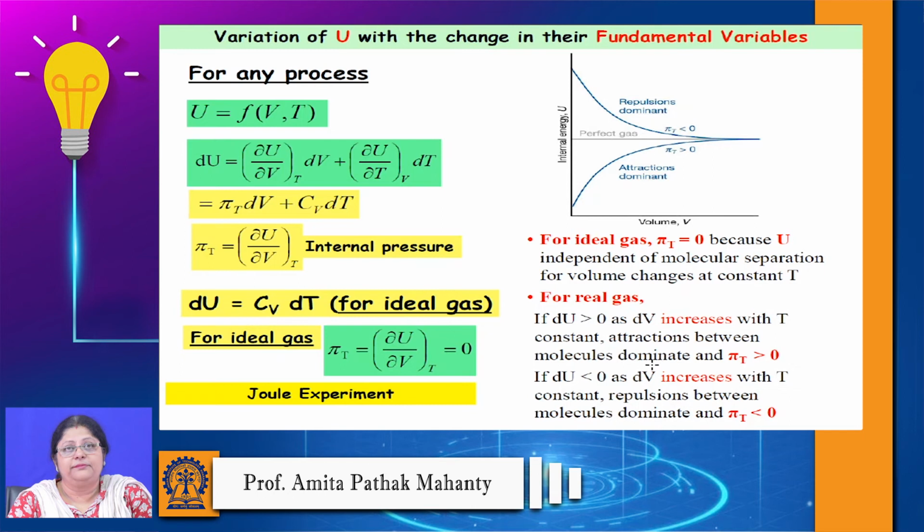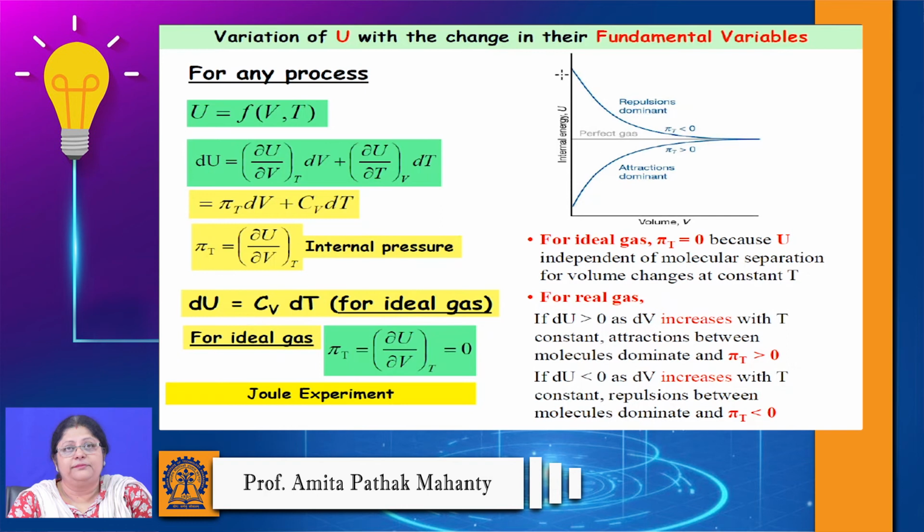And for such a condition to occur, you have to have the internal energy increase as the volume increases. If the internal energy is increasing with the volume at constant temperature, then we say the attractive forces are dominant. Then pi T is greater than 0.